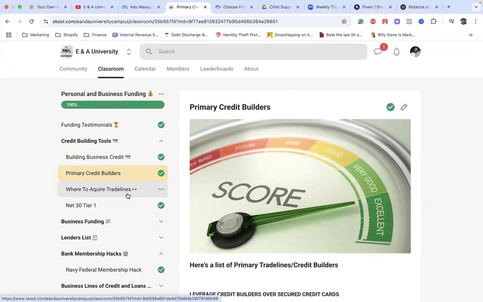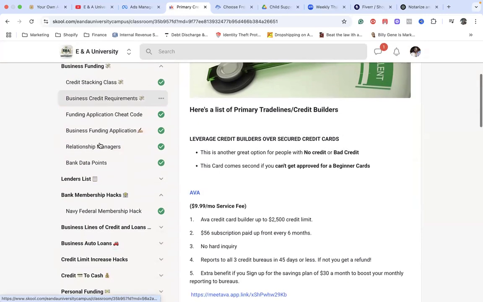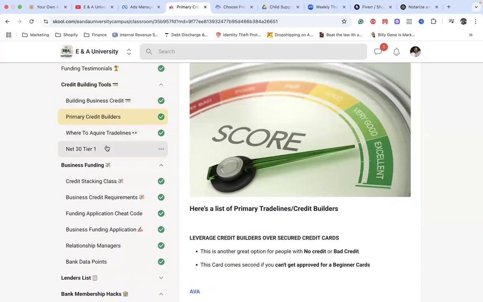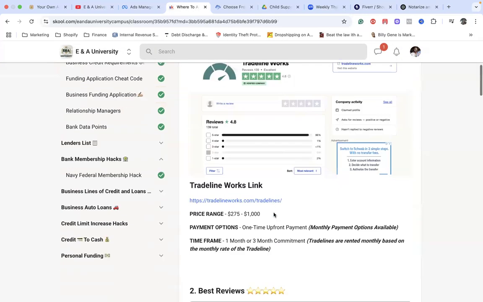So I'm going to give you a secret with the age. With the age, you can wait till the last minute and buy a trade line. You don't need to worry, because you want to buy a trade line from these companies that I share here. You can get one from Trade Line Supply or Trade Line Works.